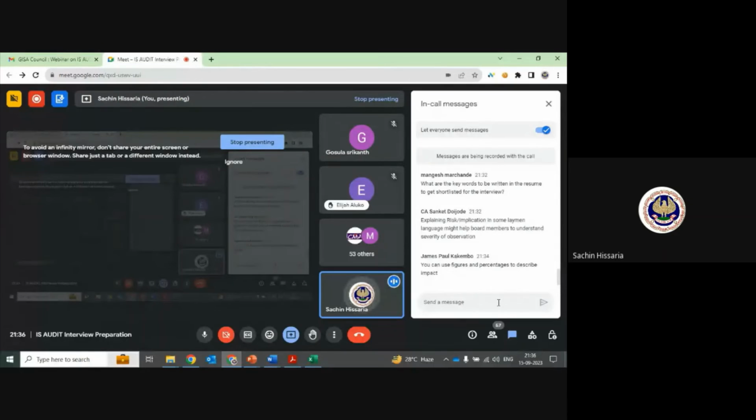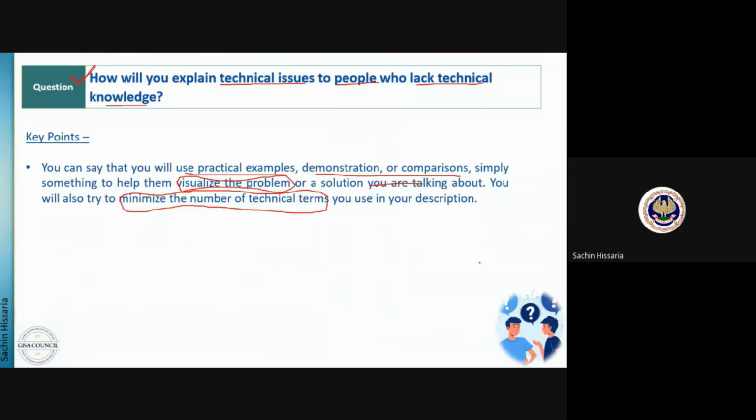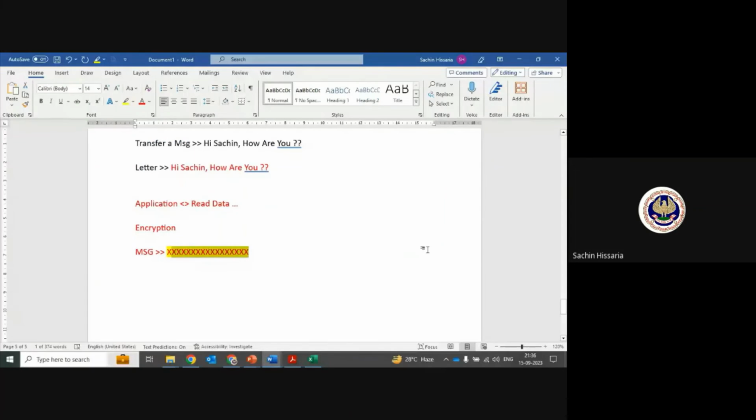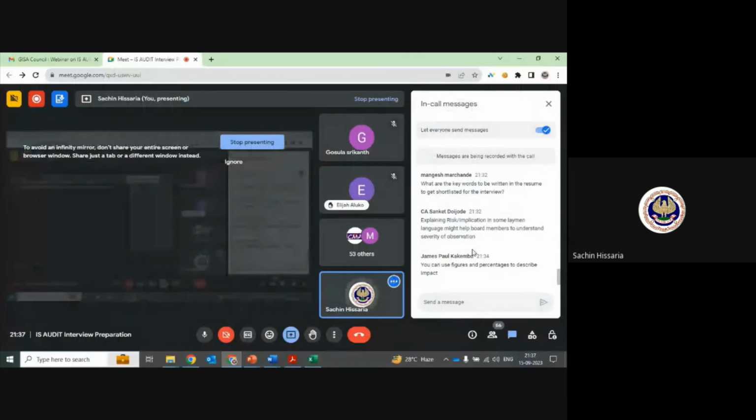You can use figures or percentages to describe it. Yes, James, we can use that. Correct. We can say that if this application is transferring some PII or SPI data, and this data is leaked, then as per the GDPR law, as per the data privacy law, there is a penalty of rupees 10 crore. So we can use that. I agree with you.